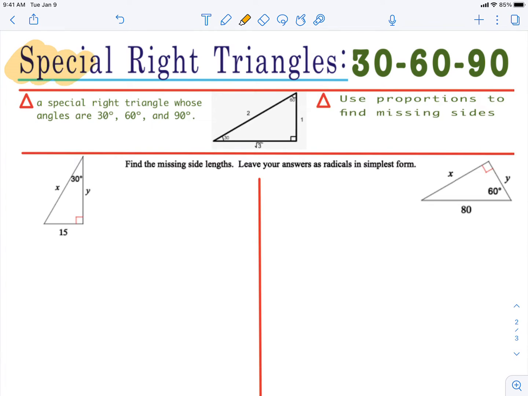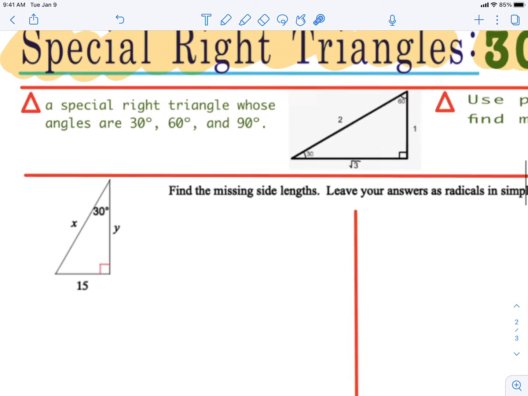notes, which is Special Right Triangles with an emphasis on 30, 60, 90 triangles. So if you notice here, it has a 90, so that means that these triangles are right triangles. They have a 90-degree angle.